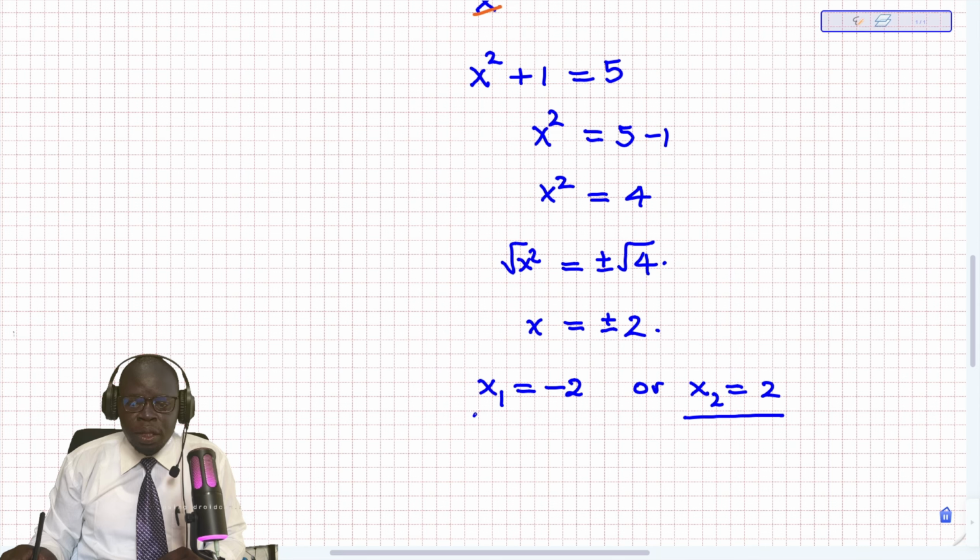Now take your time, also use these solutions and substitute them into the equation to see if you can obtain 5, and tell us in the comment section.